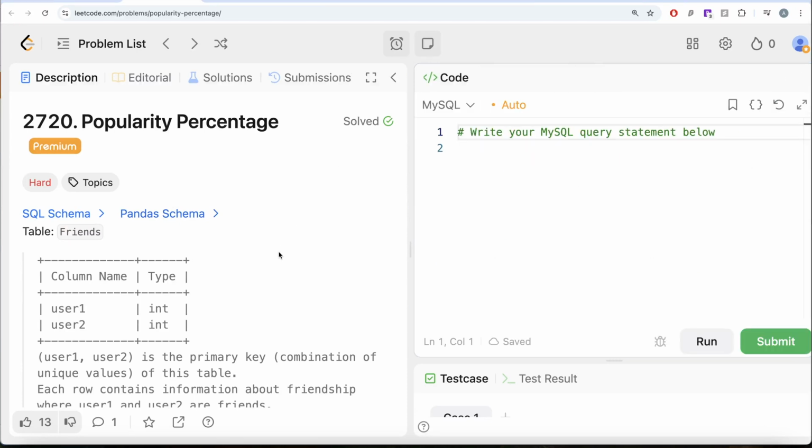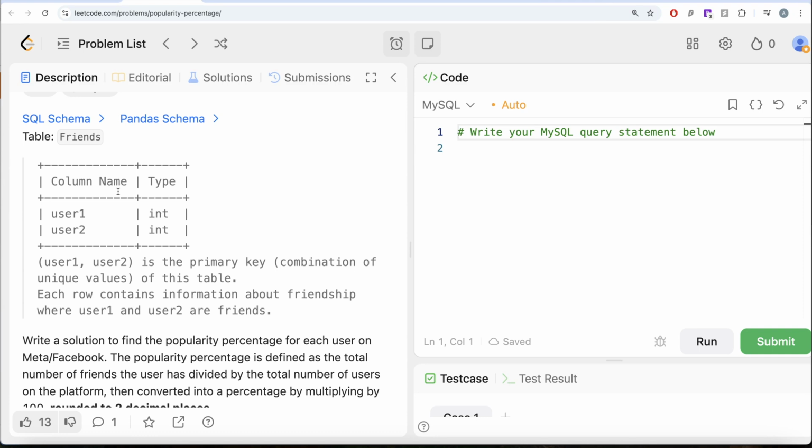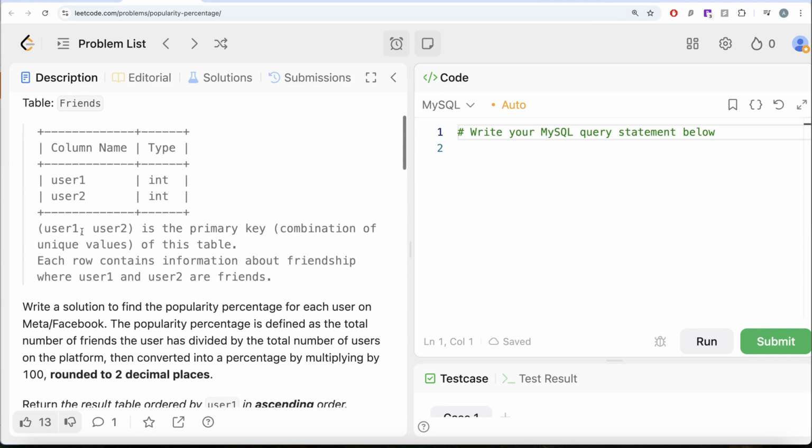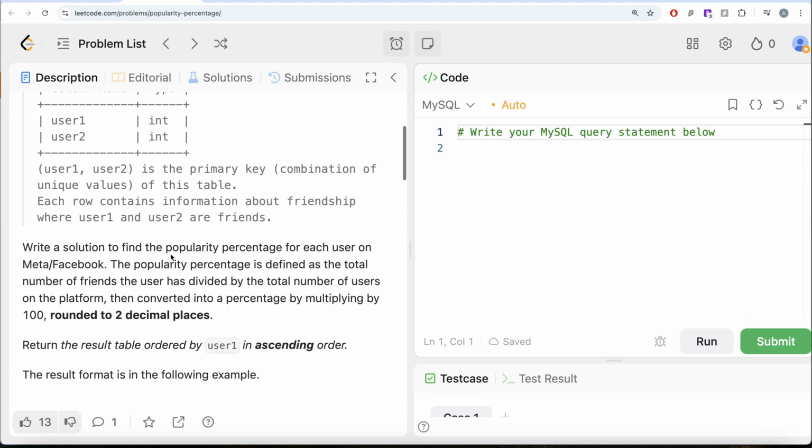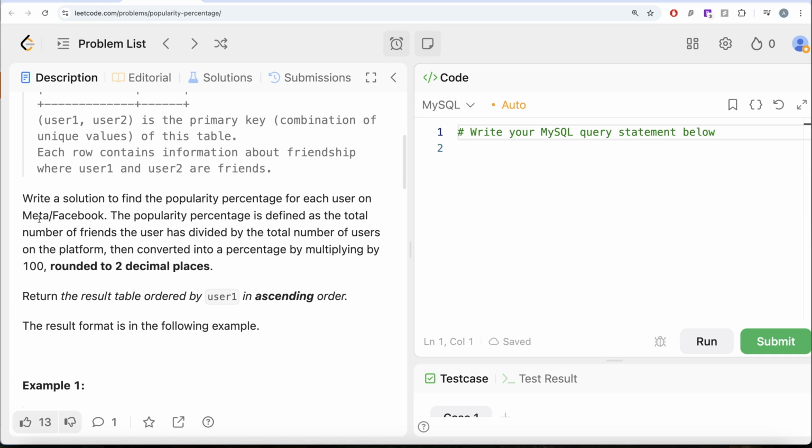Okay, the question reads, we are given a table called friends with two different columns, user 1 and user 2. The combined columns is the primary key of this table. Each row contains information about the friendship where user 1 and user 2 are friends. Okay, we are asked to write a solution to find the popularity percentage for each user on Meta or Facebook.